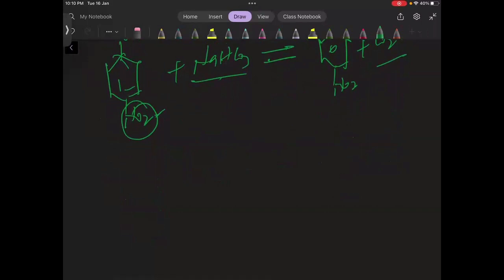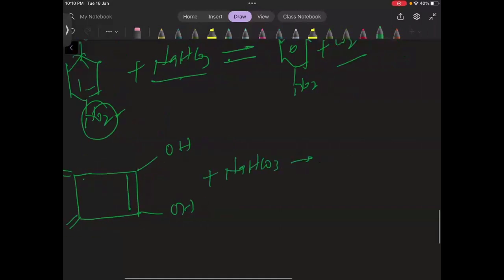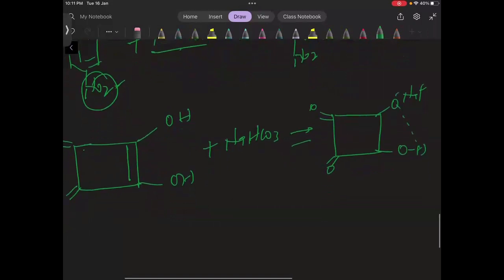One more thing I'm telling you: suppose you are taking squaric acid. Squaric acid is not in the NEET syllabus, but it is for the JEE point of view. It has OH and OH, and here is double bond O, double bond O. This is squaric acid. So when squaric acid takes sodium bicarbonate, what will happen? It will form here the double bond O and O negative Na plus and the OH. So an intramolecular hydrogen bond will form. So squaric acid also reacts with sodium bicarbonate.